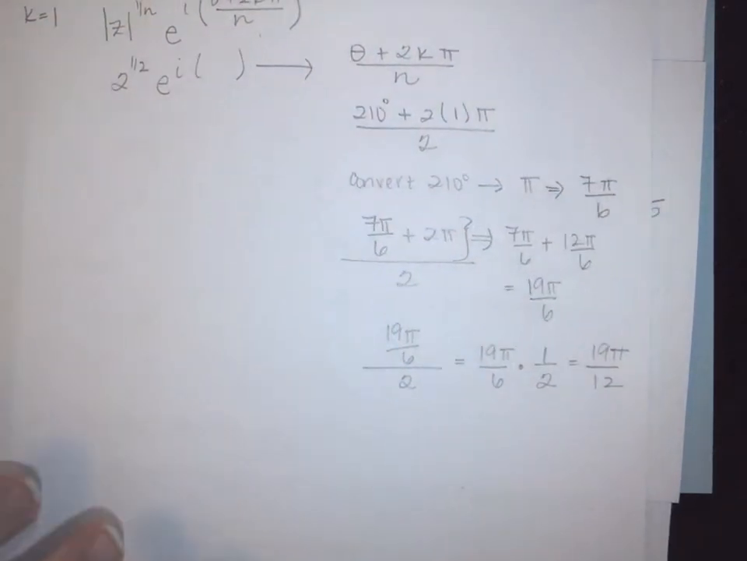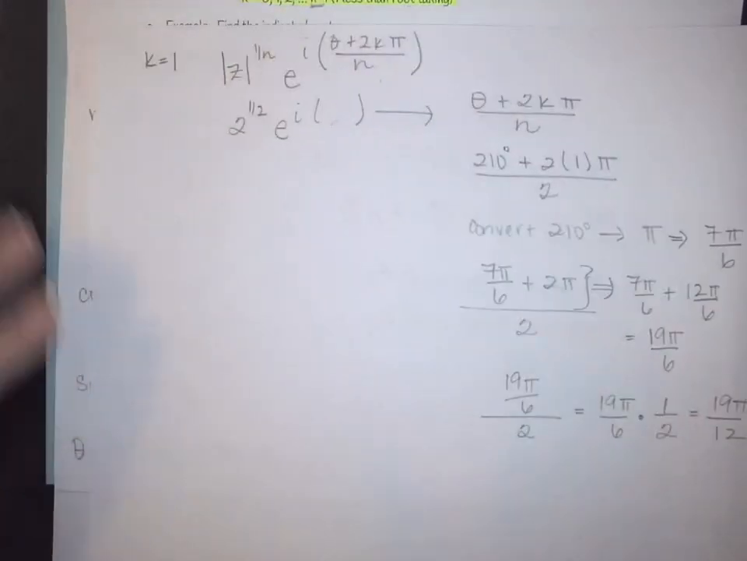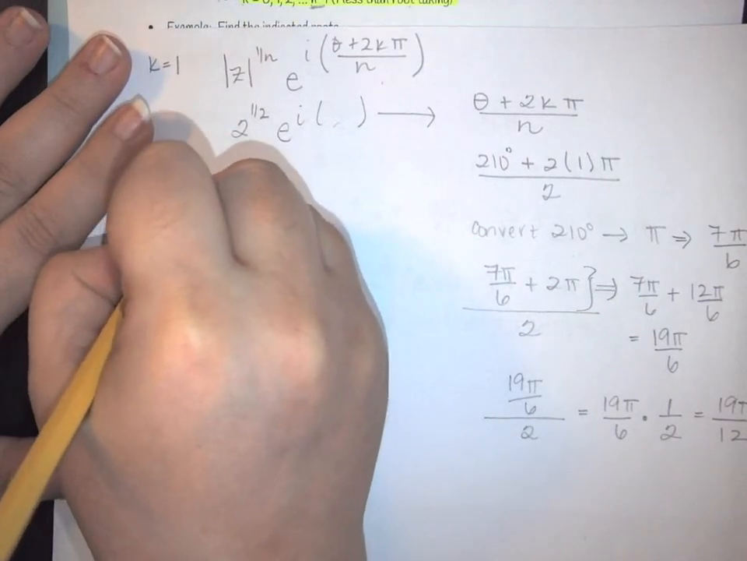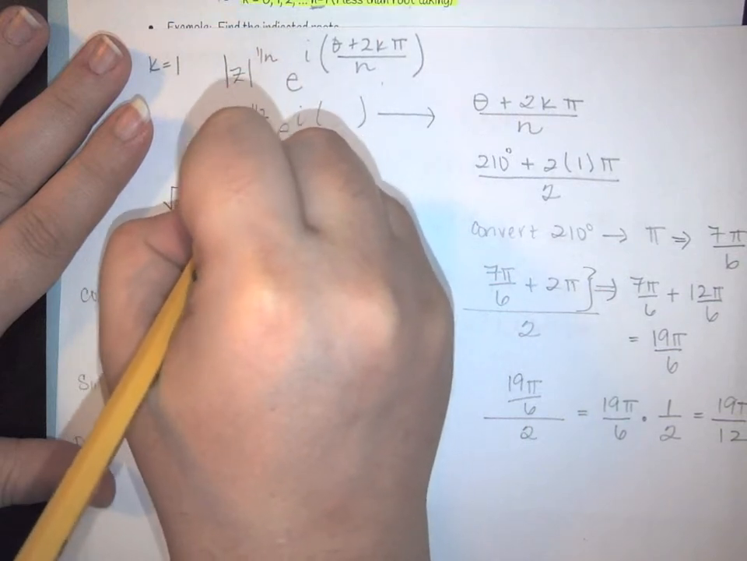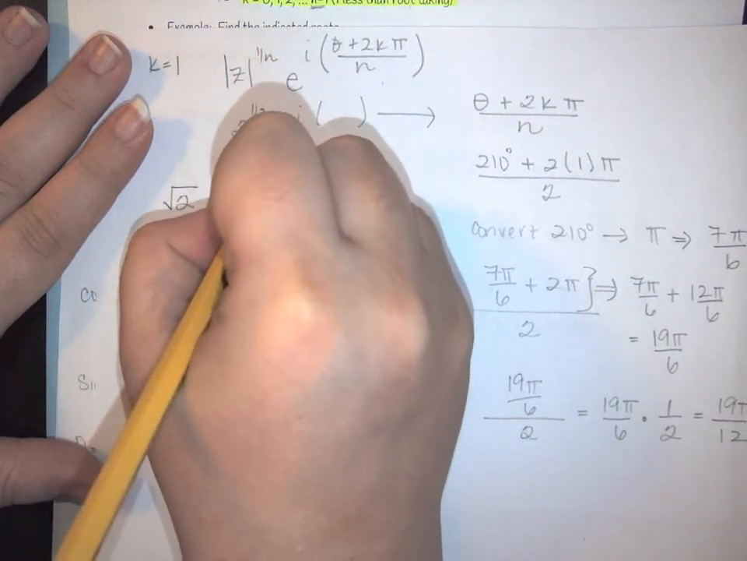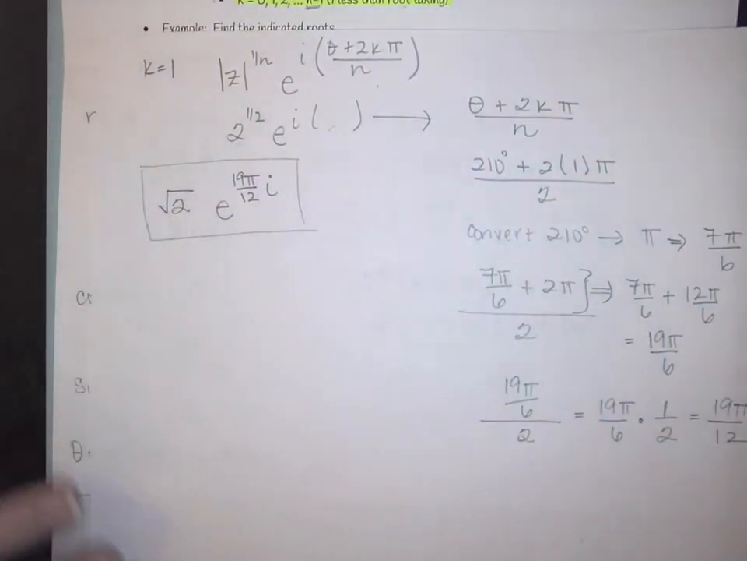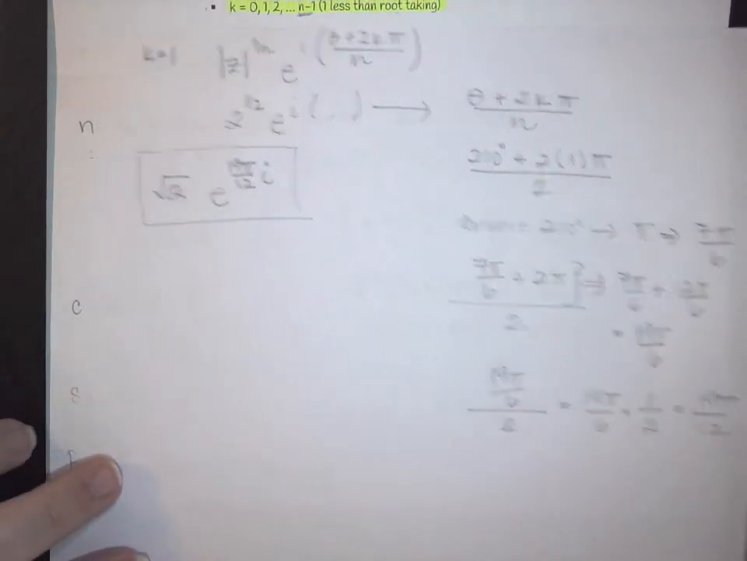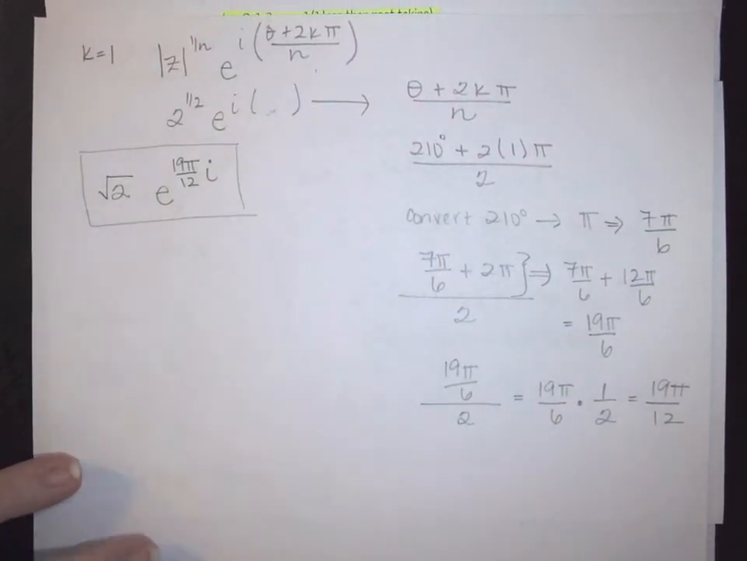Now we just did a lot of work, but all we did was simplify what went here into these parentheses. So we have to rewrite this. So 2 to the 1/2 is the same as the square root of 2. And then this is e to the 19 pi over 12 i. And this was what we were looking for. So as you can see with this particular root problem, the biggest part of the math is coming from calculating the stuff that goes inside the parentheses here.